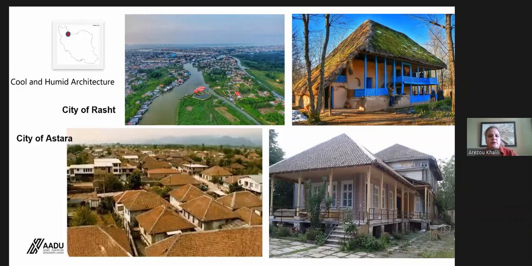In cool and humid areas, such as north of Iran and the coast of the Caspian Sea, which is actually a lake and in fact the largest inland body of water in the world, as you can see, urban context as well as building typology is completely extrovert and controls humidity with various means of natural ventilation. Thank you. Next.